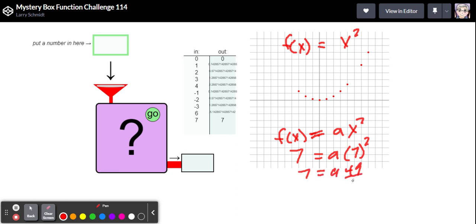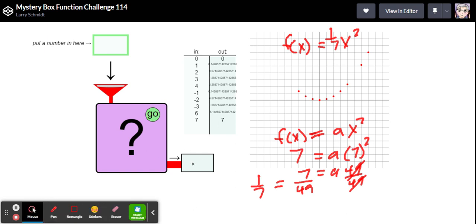And then we just divide both sides by 49 to figure out what a is. And 7/49ths, well, you can divide the top and bottom by 7. That's 1/7. So our multiplier here is going to be 1/7. And we could try that out with some of these points, but I think we've solved it pretty well here. So I'm going to go ahead and take a look. Yeah, there it is. So f of x is 1/7 times x squared.